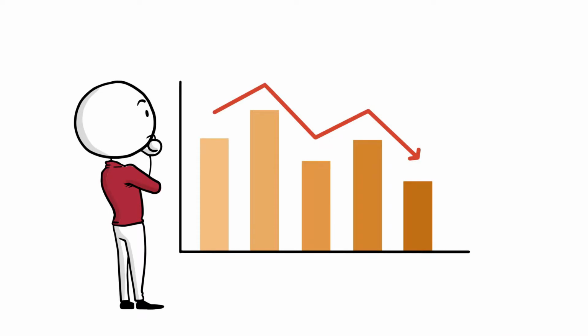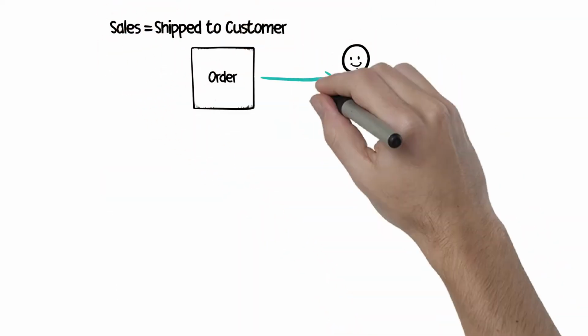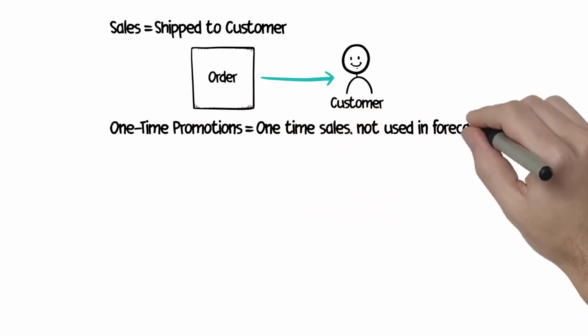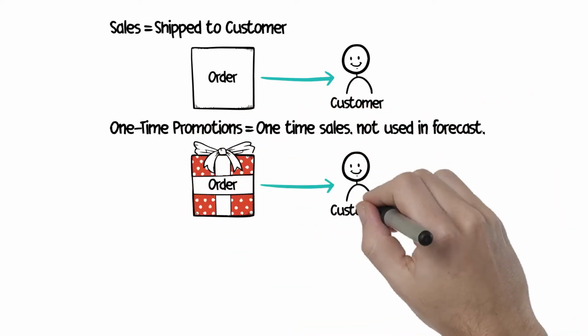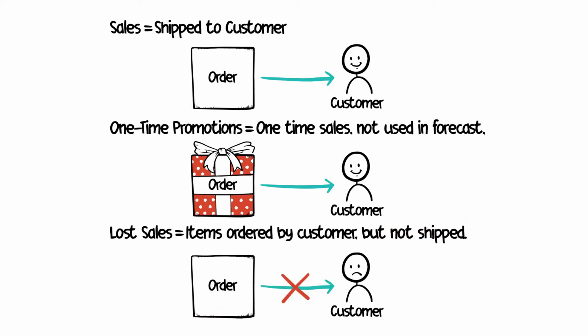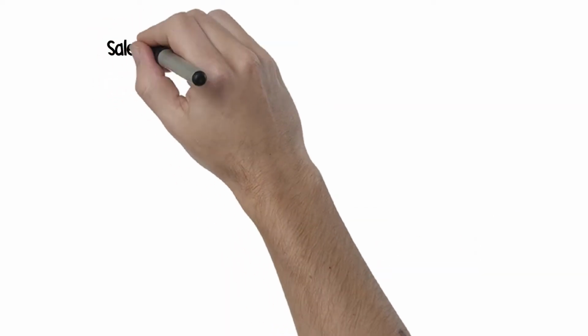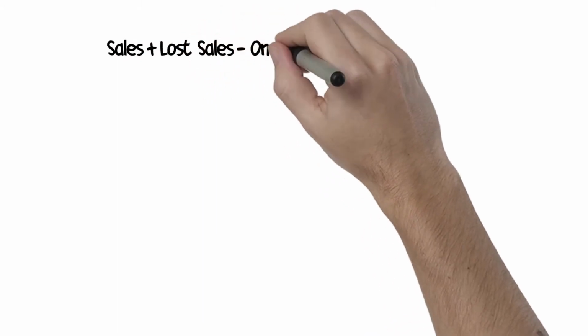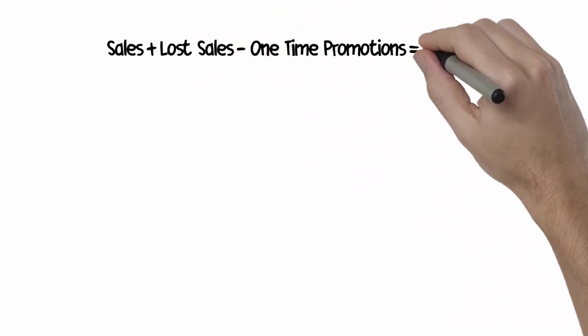First, let's review definitions. Sales is what we actually shipped to the customer. Promotions are one-time sales that should not be used in future forecasts. Lost sales are items ordered by the customer but not shipped. The combination of sales plus lost sales less any one-time promotions equals our demand.